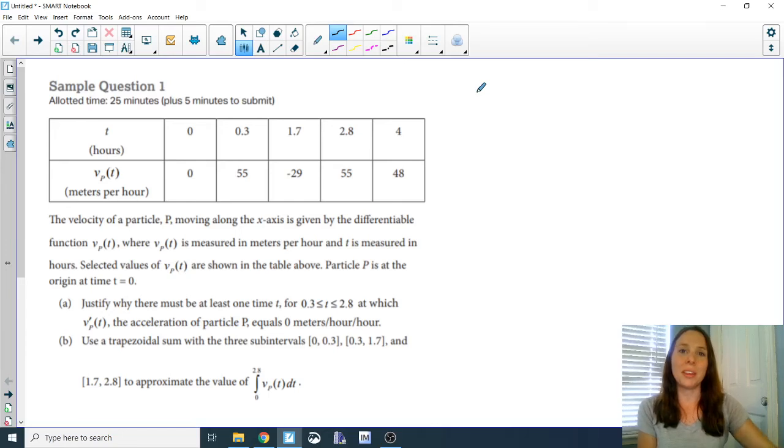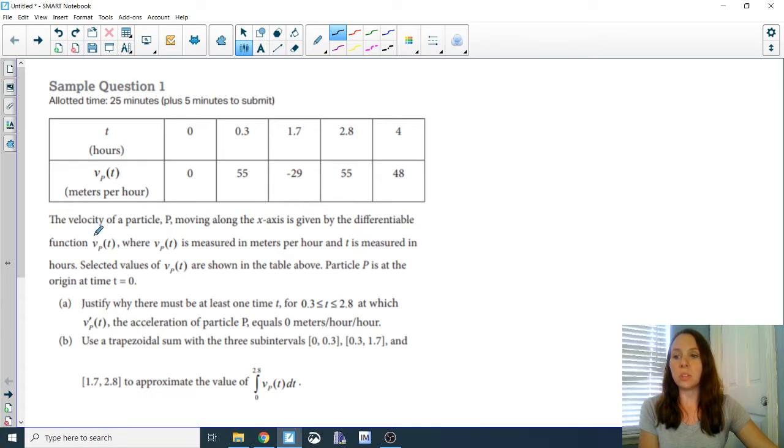Hey everyone, I thought I'd throw together a quick little video answer key for the 2020 sample question that was released this week for AP Calculus AB. So this is the first part of it, parts A and B, where you're given a table, T versus V, and you see at different times different velocities listed. This is the velocity of a particle, p, moving along the x-axis.